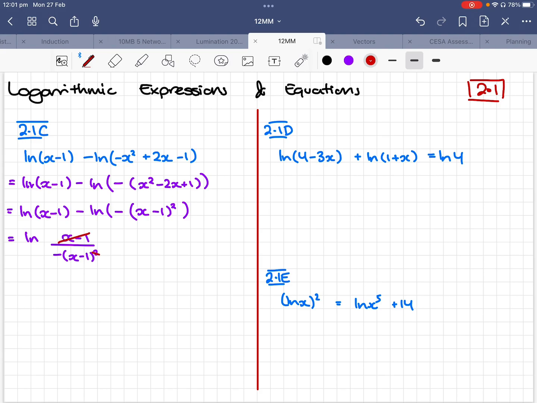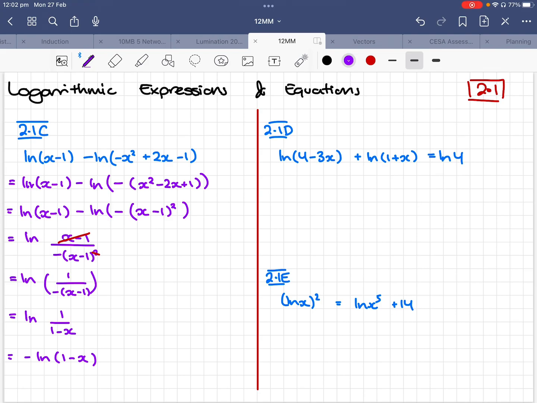X minus 1 is a common factor. Let's get rid of those, leaving us with 1 on negative x minus 1. We can do a little bit of tidying there. That's the same as 1 on 1 minus x. And in fact, negative ln 1 minus x is the nicest version of that particular answer that we can give.